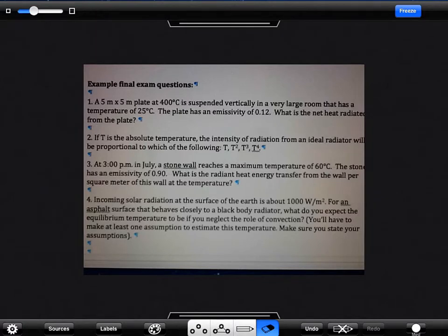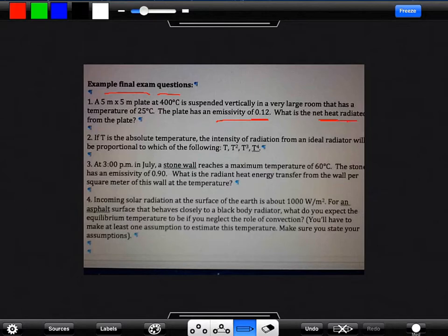Okay, so here's our first one. This is kind of funky, but we've got this plate. It's 5 meters by 5 meters, at 400 degrees C. It's suspended vertically in a very large room that has a temperature of 25 degrees C. The problem gives you the emissivity of the plate and then asks for the net heat radiated from the plate. So some clues here.